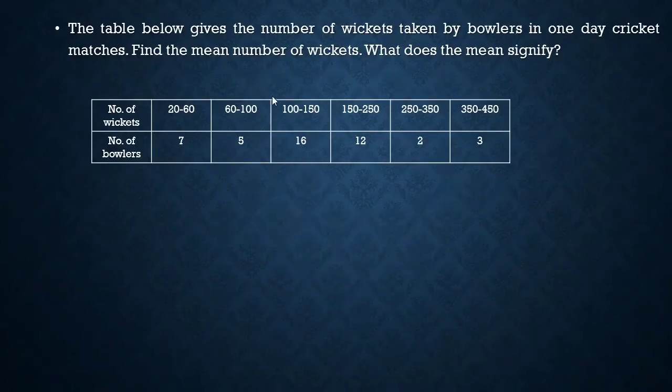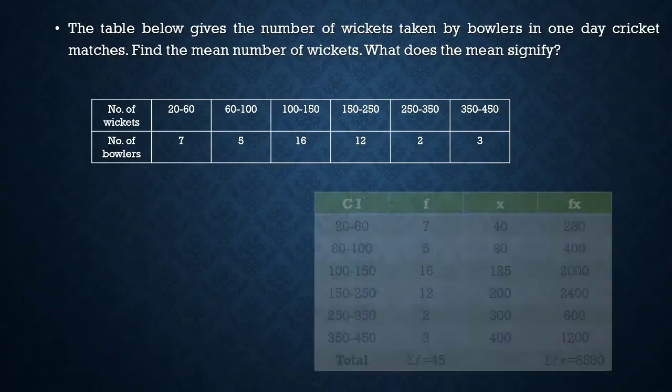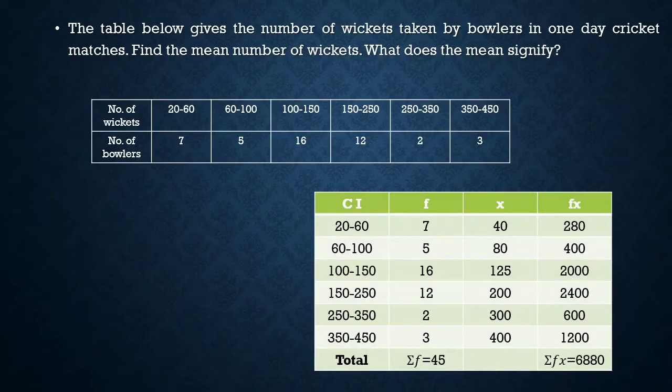So what is the mean number of wickets taken by these bowlers? To find that, to calculate mean, we have our table. First we have the class intervals, writing the class intervals 20 to 60, 60 to 100, 100 to 150, 150 to 250, 250 to 350 and 350 to 450, and their corresponding frequencies 7, 5, 16, 12, 2 and 3. So first finding summation of f.